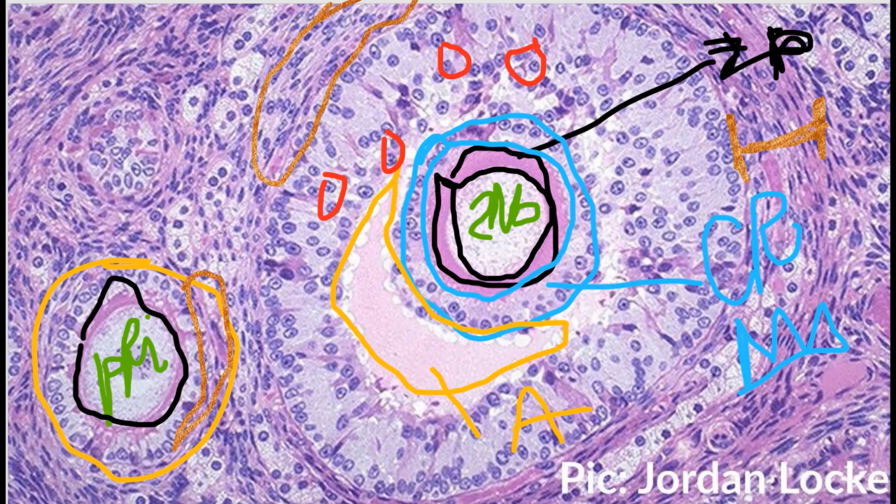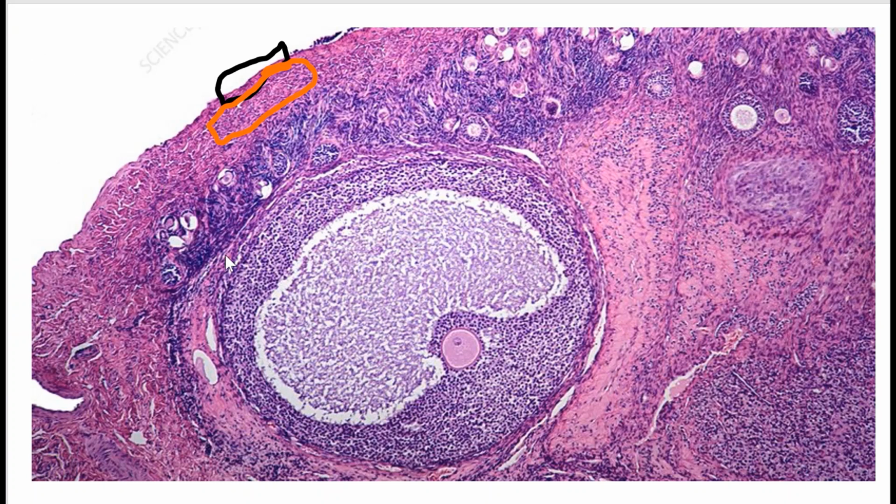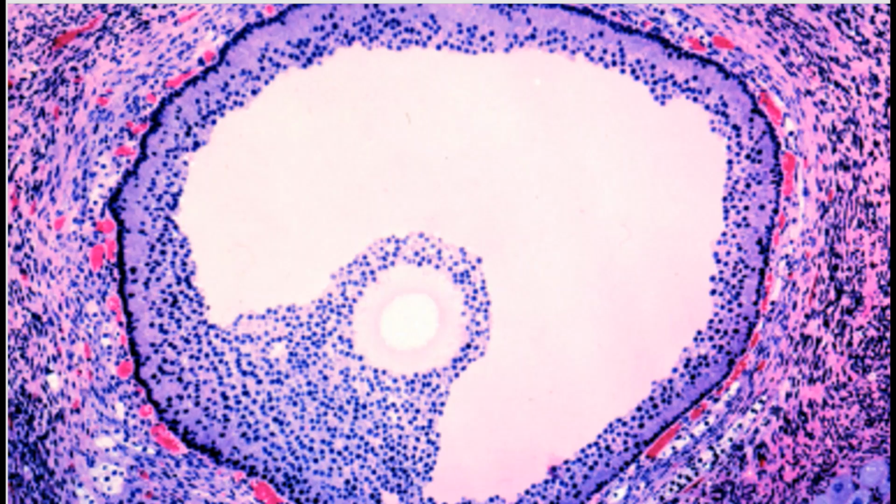Okay. So shooting back over to this guy, this would be his theca here. And then this would be his corona radiata here. Primary, secondary, mature. Okay. I have better pictures for the mature one though, like this one. Or let's use this one. Perfect. Okay. So this would be our mature follicle. Mature.